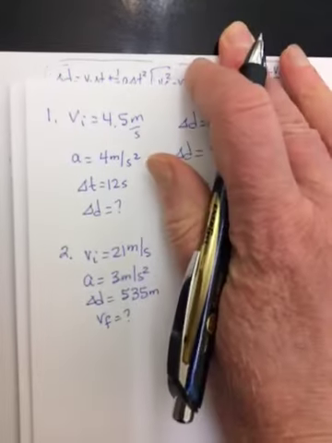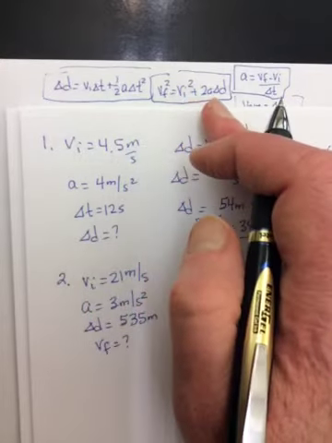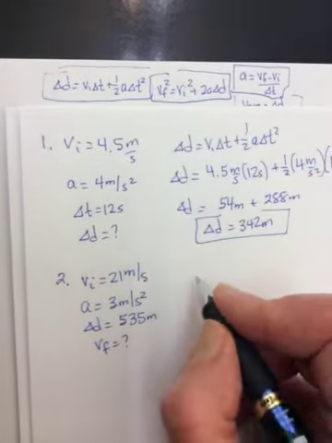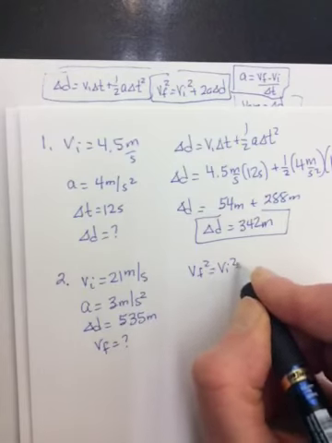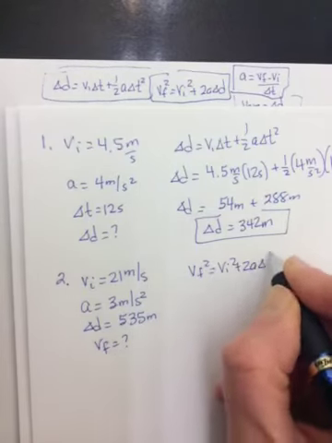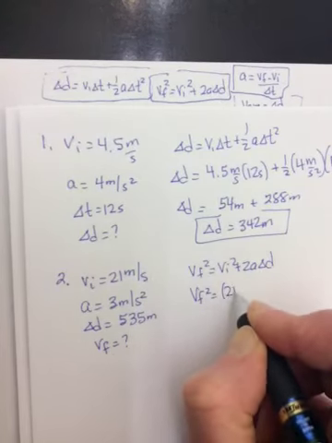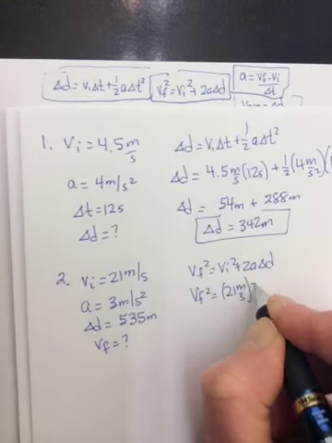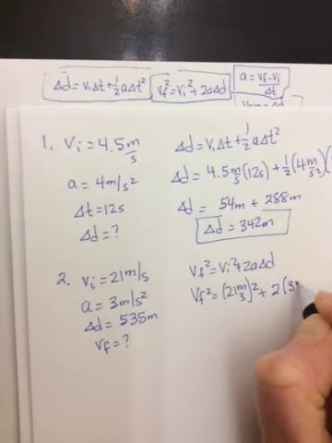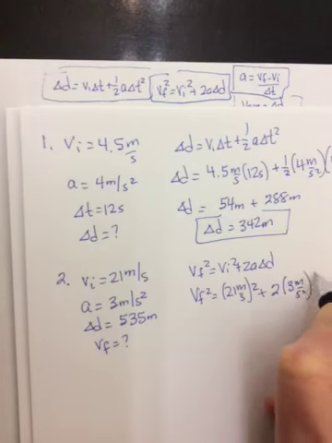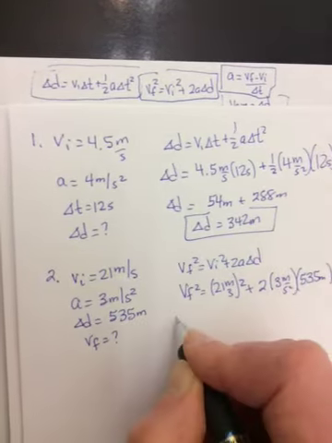Looking for VF. So I have VI, I have A, I have delta D. I would use VF squared equals VI squared plus 2A delta D. So VF squared equals 21 meters per second squared plus 2 times 3 meters per second squared times 535 meters.